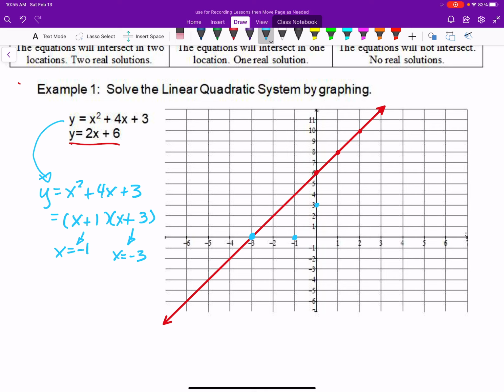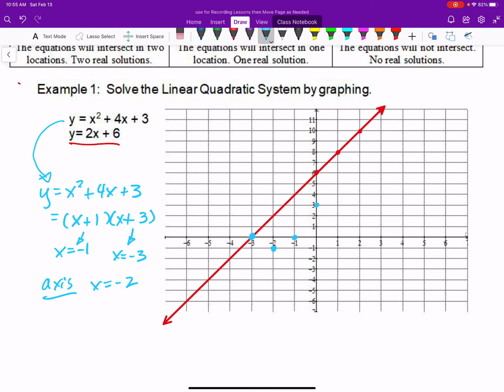That means I probably have enough to graph it at this point. The axis of symmetry is obviously between the -3 and the -1, so it's going to be at -2. Just looking at a step pattern, I think I could guess that the vertex is going to be down here at -2, -1. But I could always just plug the axis value back into the equation as well.